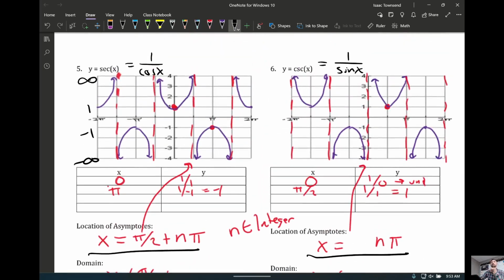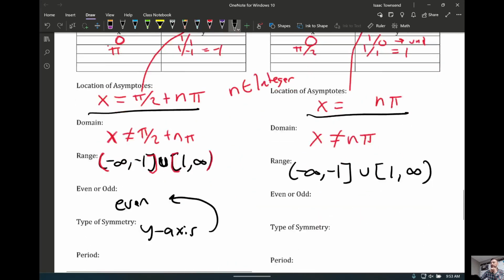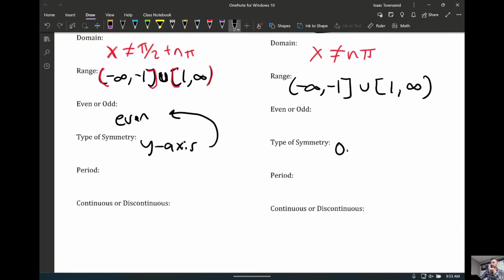This one is symmetric to the origin, because if you turn this graph upside down, it would still look the same. And functions that have symmetry with respect to the origin is a characteristic of the odd functions. So really you only need to know whether they're even or odd to know the symmetry, or you could look at the symmetry to know if they're even or odd.